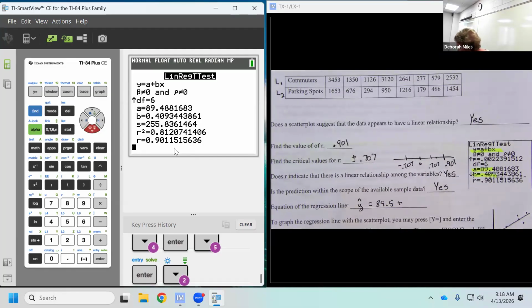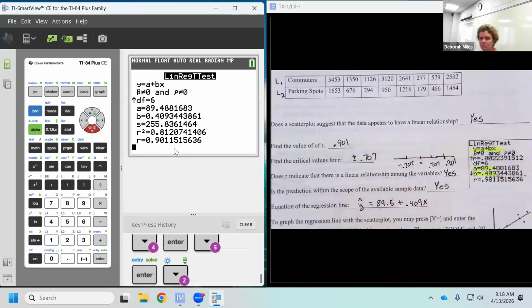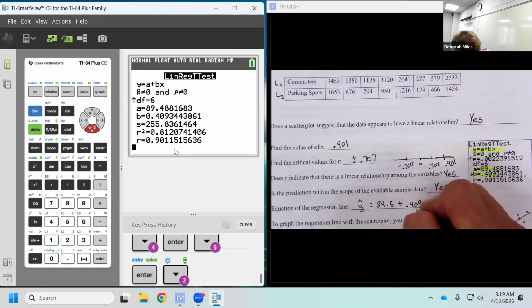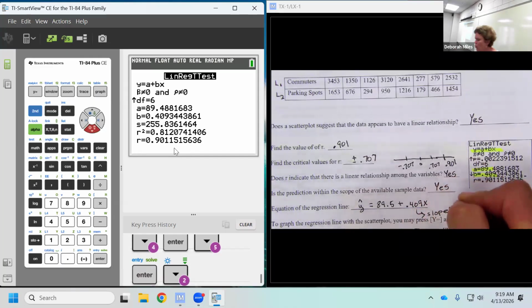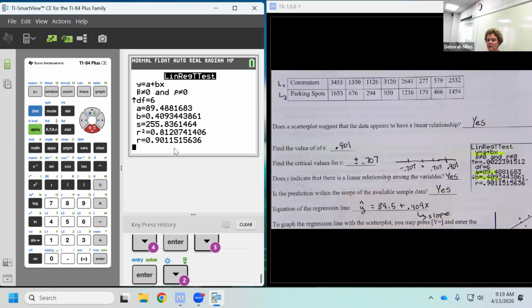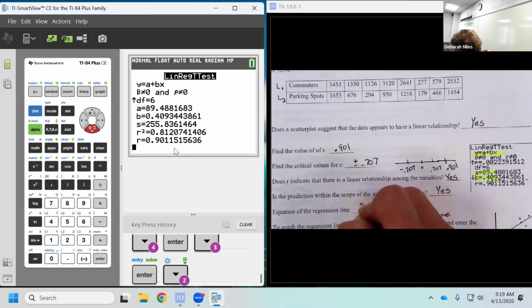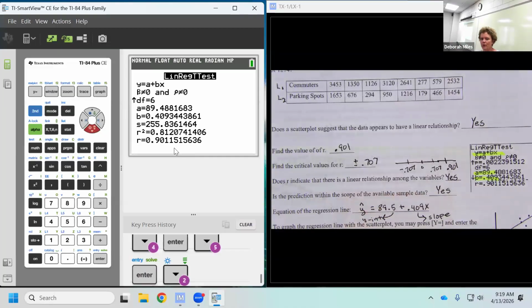And then what if it said round this B to 3 decimal places? 0.409x. Which one of those numbers is my slope? So if this problem asks, what is the slope of the regression line, you'd say 0.409. If it said, what is the y-intercept, you'd say 89.5.